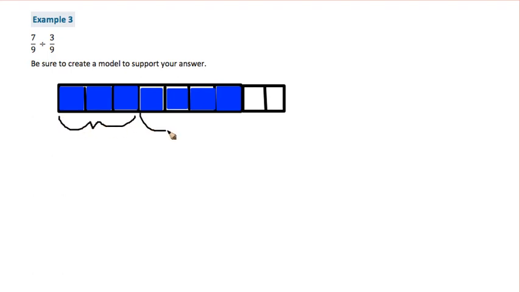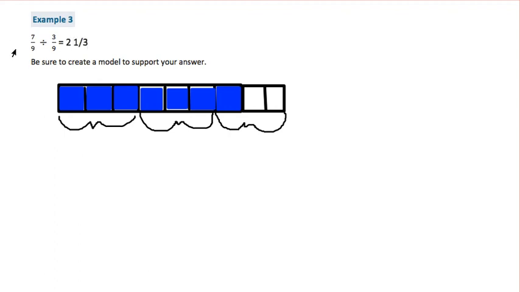There's 1, 2 3 ninths pieces, and then there's an extra piece this time. If we section off a full 3 ninths piece, we can see that we have 2 full pieces of 3 ninths and 1/3 of the third one. 1 piece out of 3. So there are 2 and 1/3 sets of 3 ninths in 7 ninths.